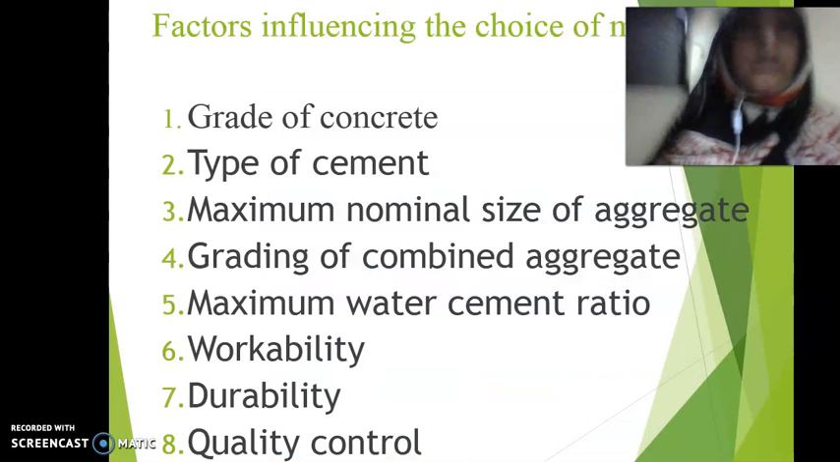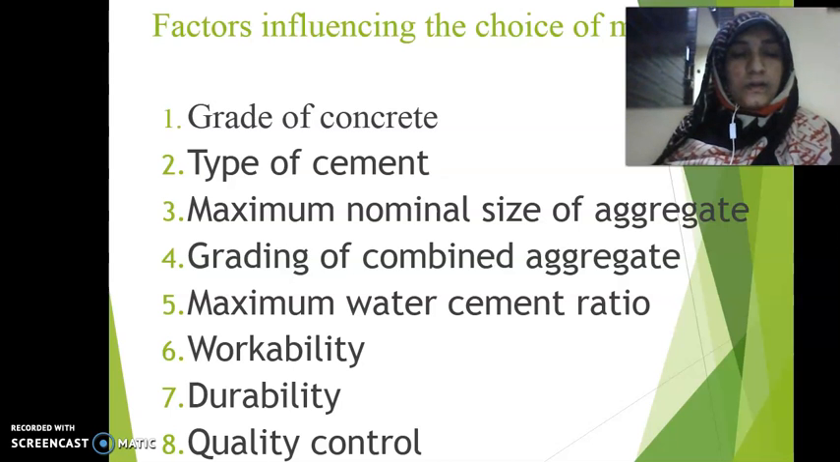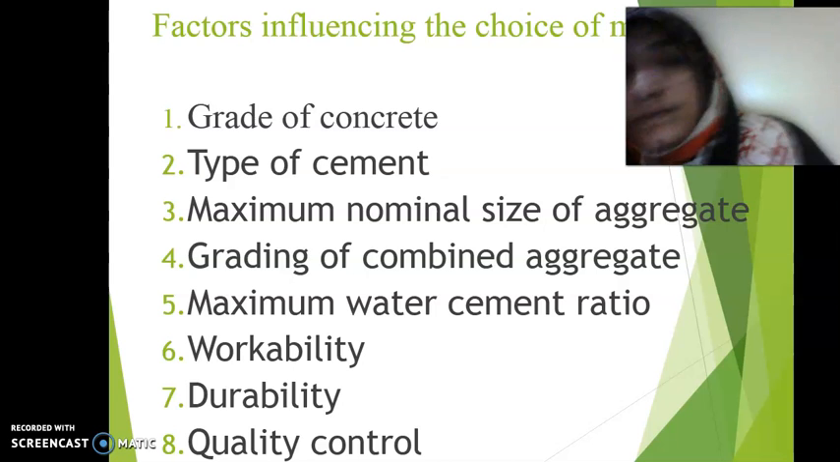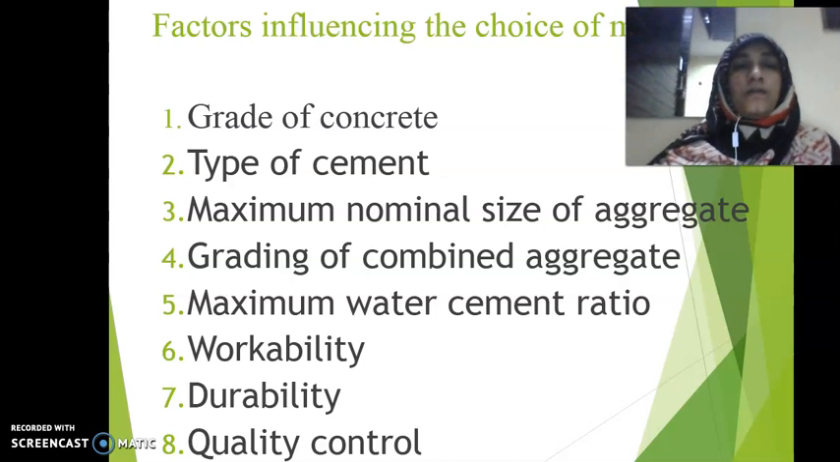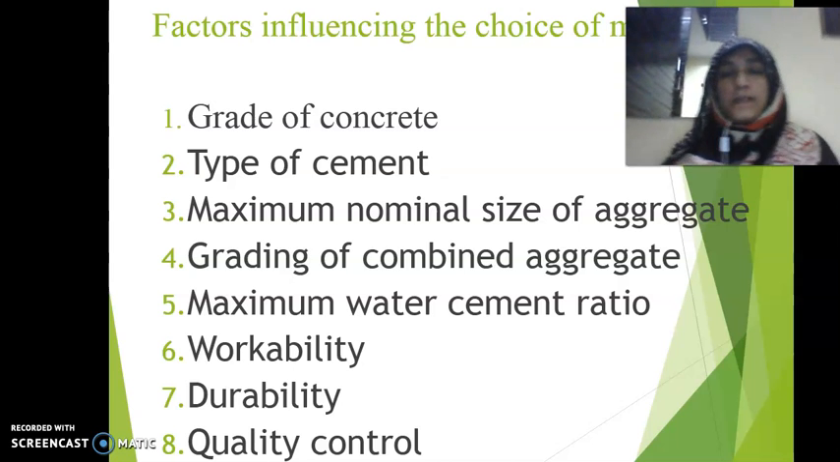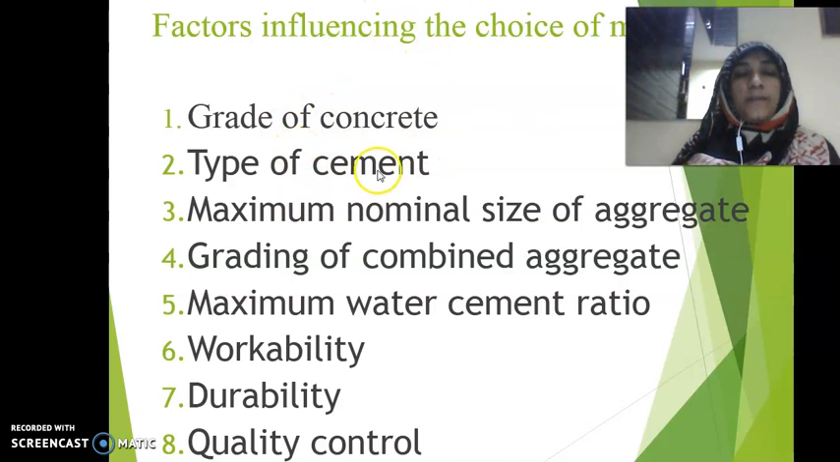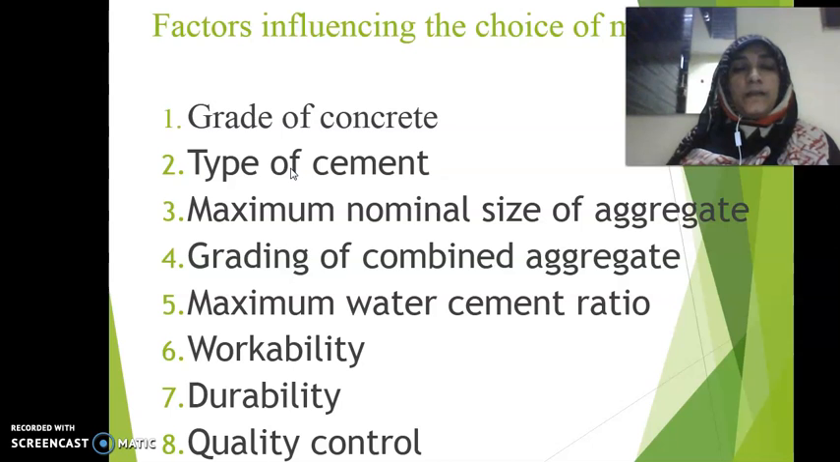Now next, factors influencing the choice of mix design. First factor, grade of concrete. Grade of concrete affects the mix design, that is, what grade we want to produce. Then next factor, type of cement. Which type of cement we have to use for mix design is also affecting the mix design.